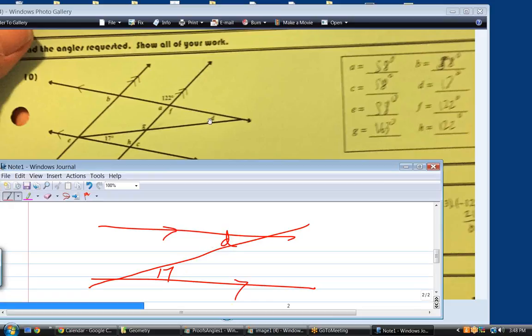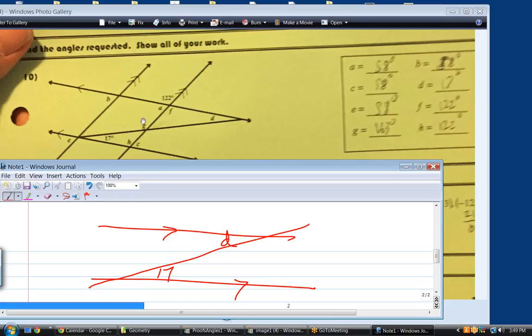So, if D is 17, E is the same as what? E is the same as A. Okay, so that's 58. F is the same as what? 122 degrees, because they're vertical. G, that one I'm not sure on. Okay.